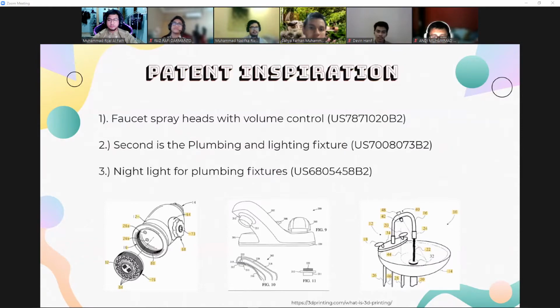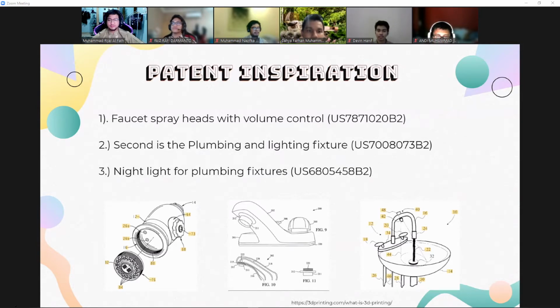So there are some technical inventions that have been patented and commercialized in the development of the add-on faucet invention that we took inspiration from. Those are the faucet spray head with volume control, which is a patent for a faucet spray head with a volume control that allows the user to change the water flow through the spray head from full spray to full stream to stop flow and flow levels in between.